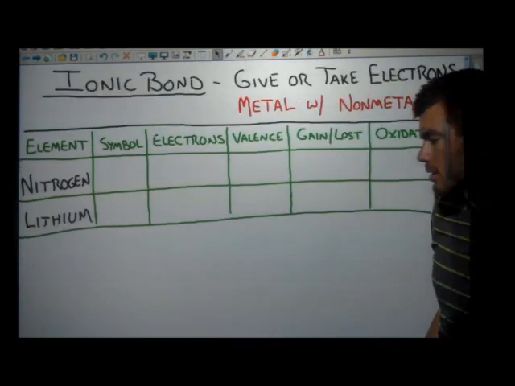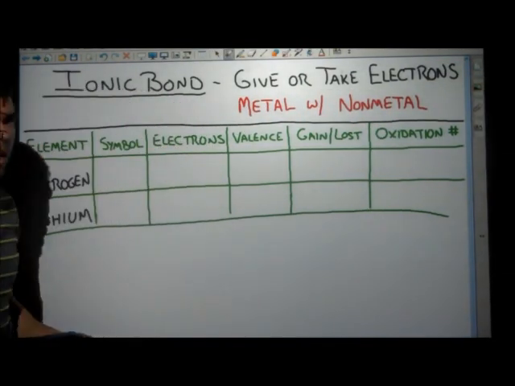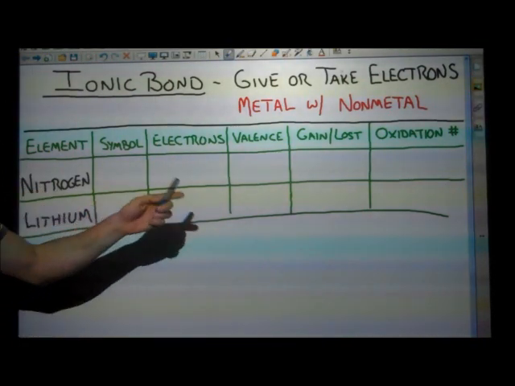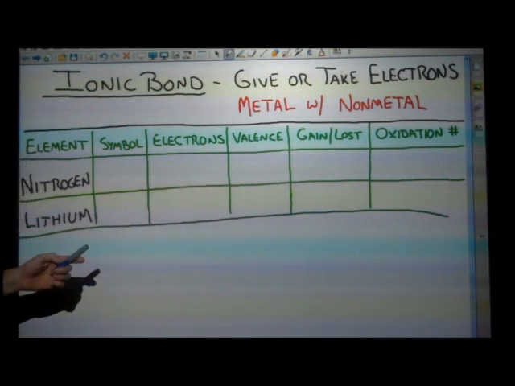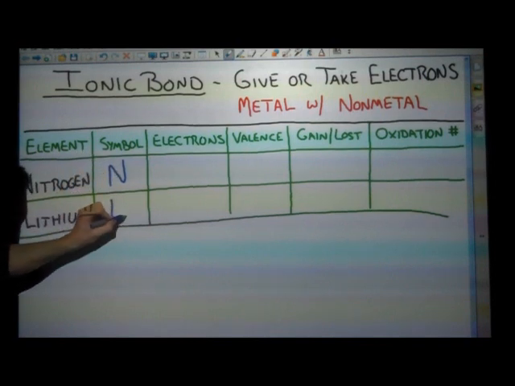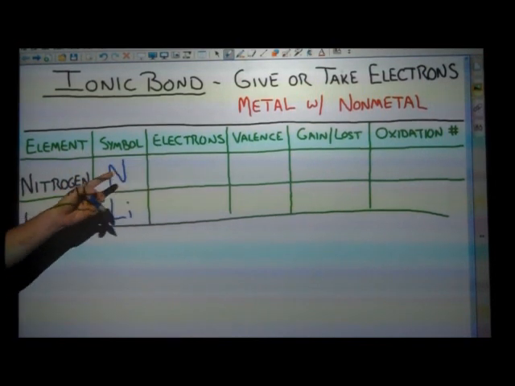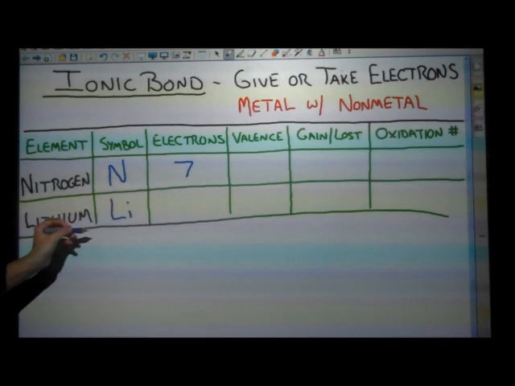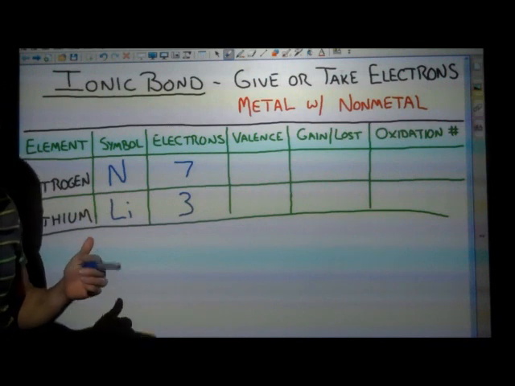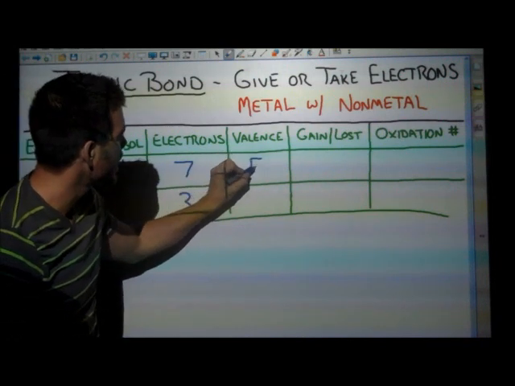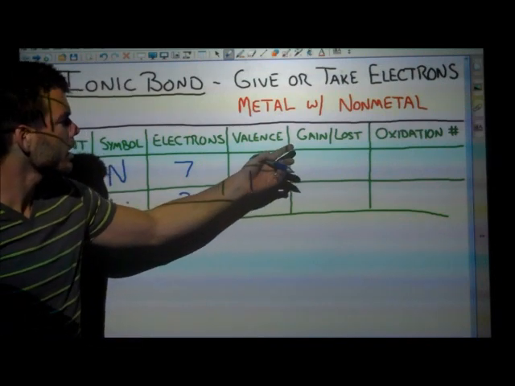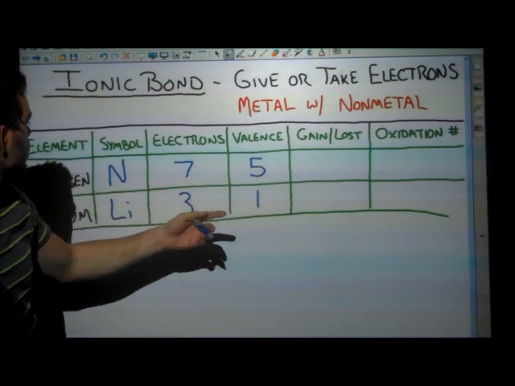Let's start with ionic bonds. I'm going to use the example with nitrogen and lithium. Before we start the actual bonding process, let's get some background information. It'll make the process a little easier. Nitrogen's symbol is N, while lithium is Li. The total number of electrons for nitrogen is 7. Lithium has 3. The number of valence electrons, which are the electrons in the outer shell, is 5 for nitrogen, 1 for lithium. Whenever the electrons bond, they're either going to gain or lose electrons.